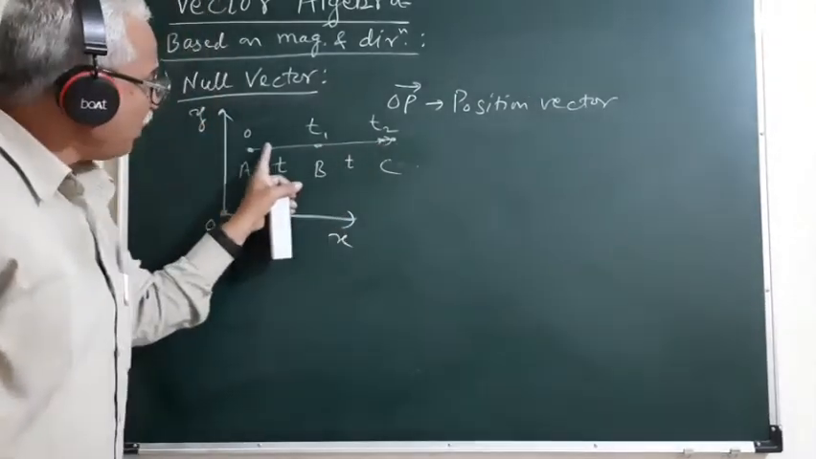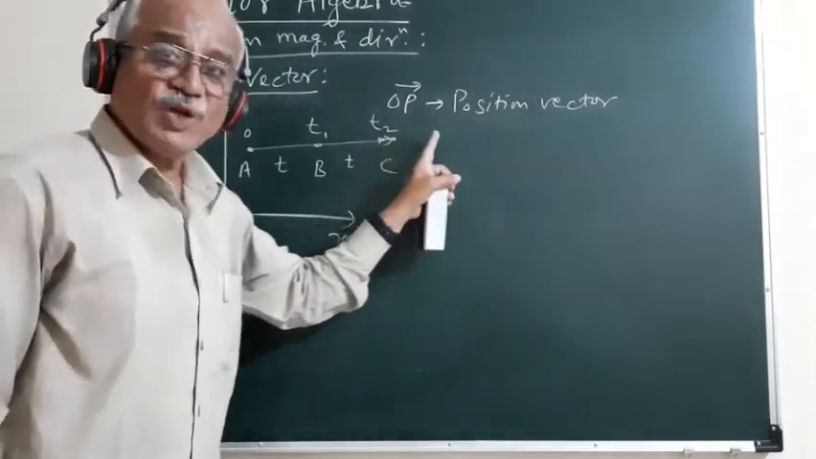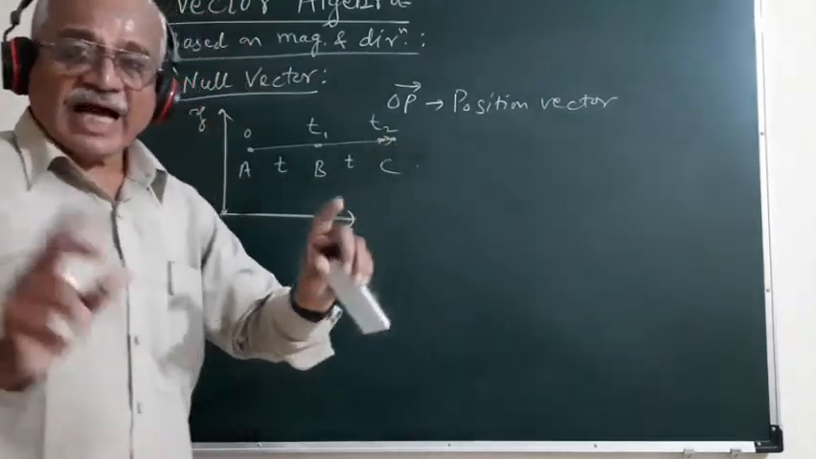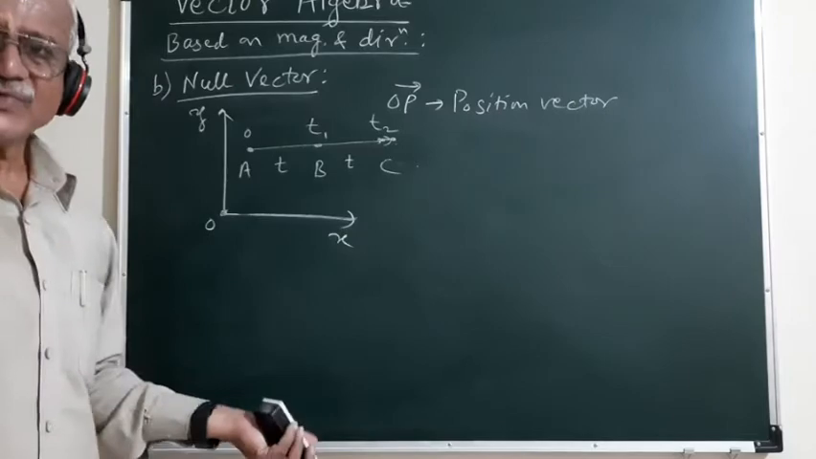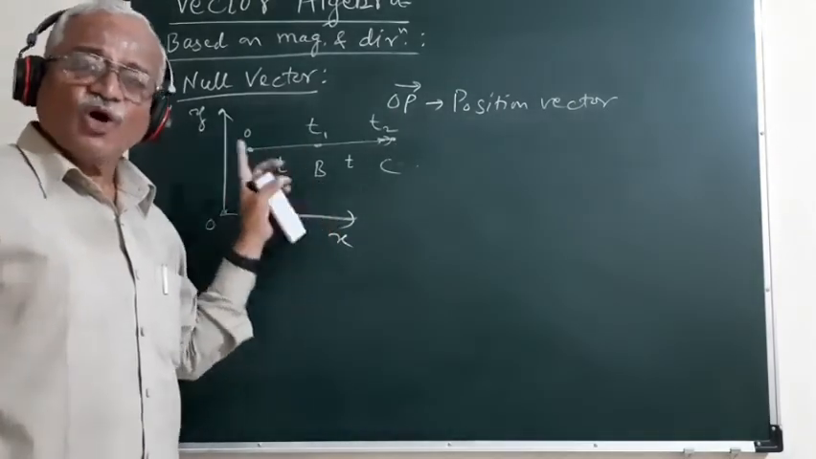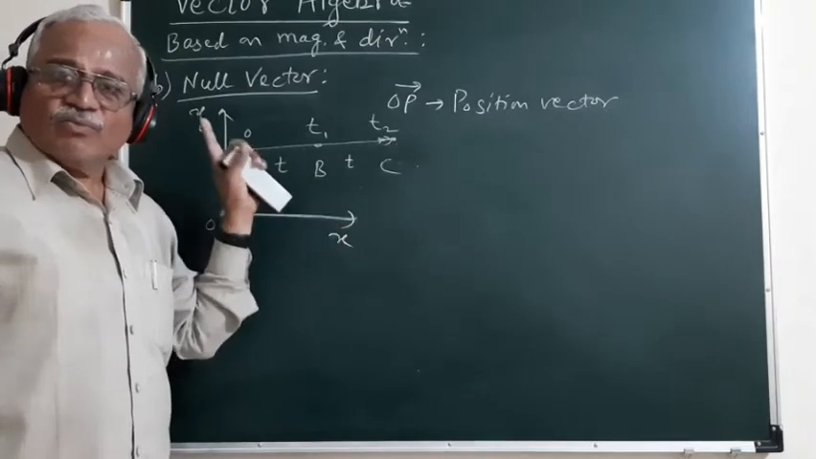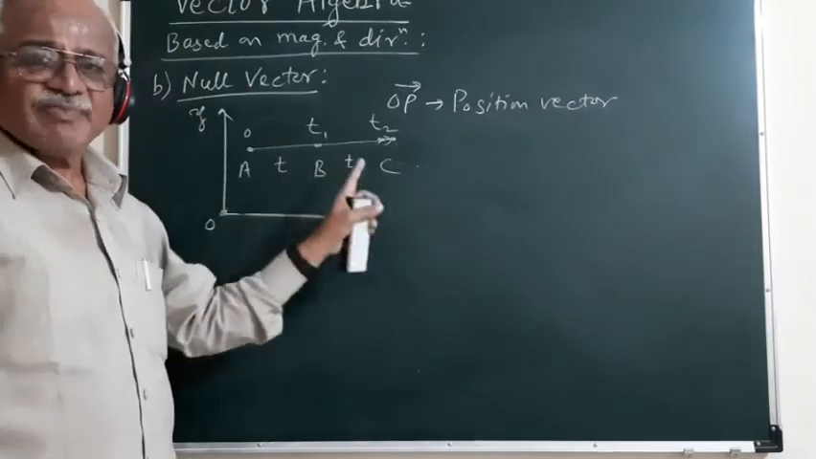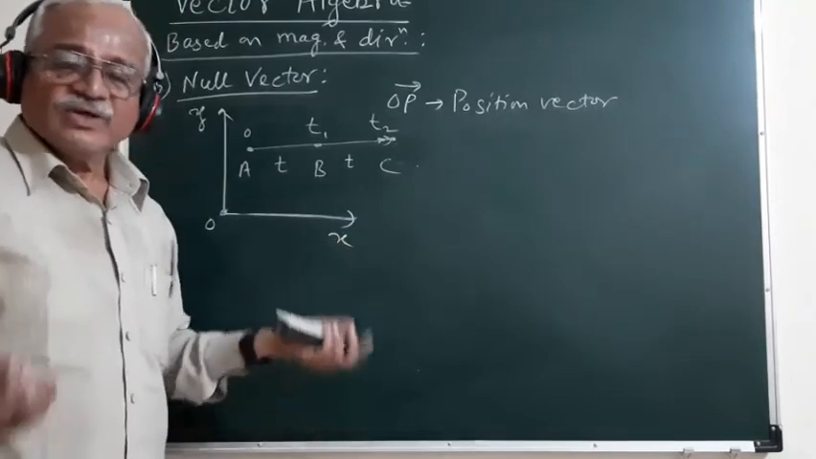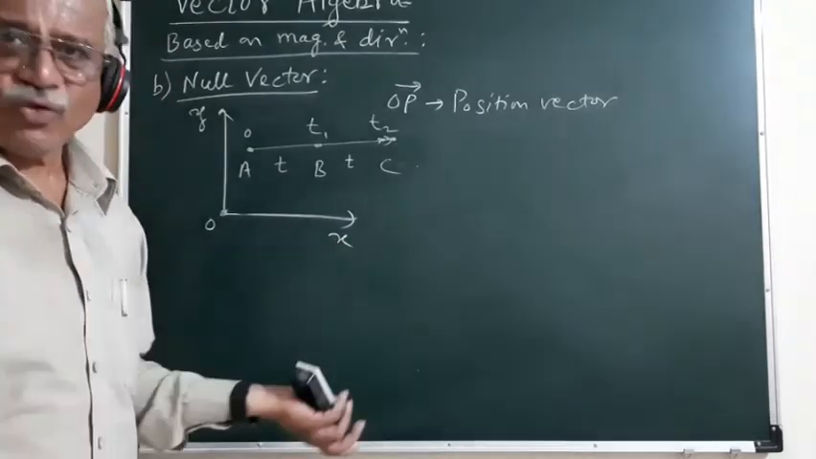So if this particle is moving with uniform speed, uniform velocity, then the acceleration of this particle will be equal to zero. And this acceleration vector of a particle moving with constant speed or constant velocity will have zero magnitude and no direction.